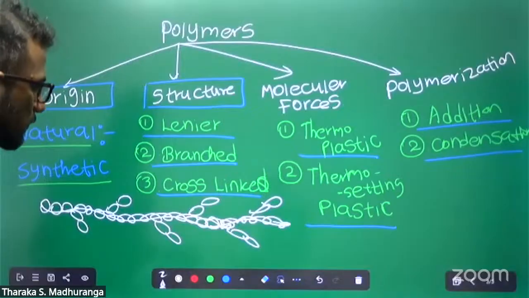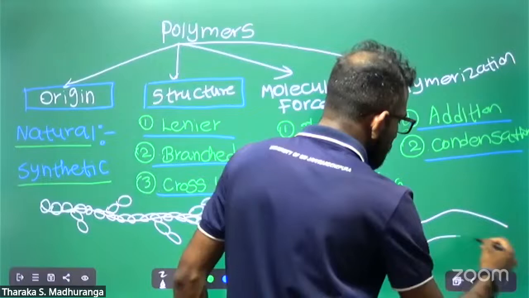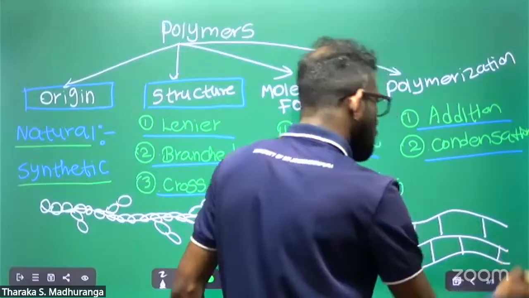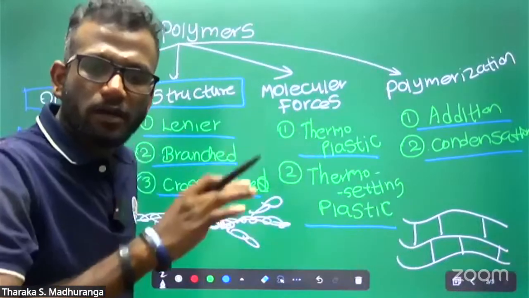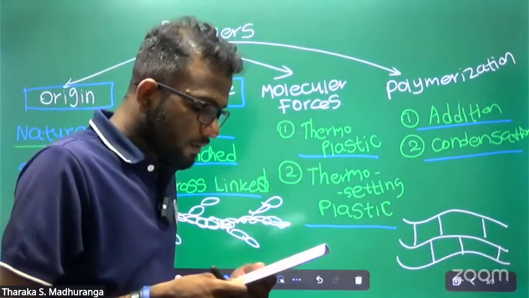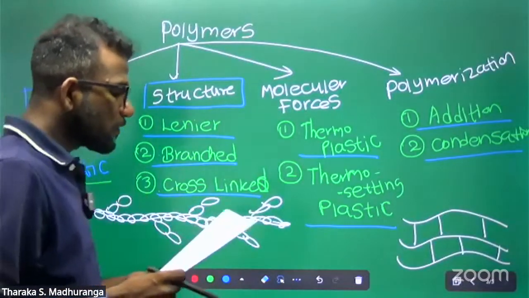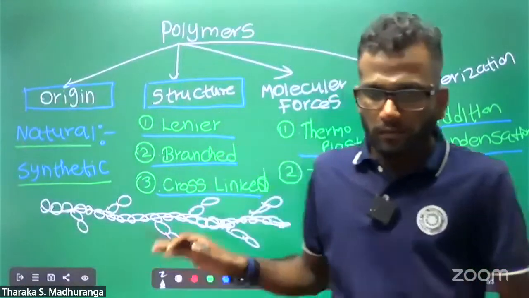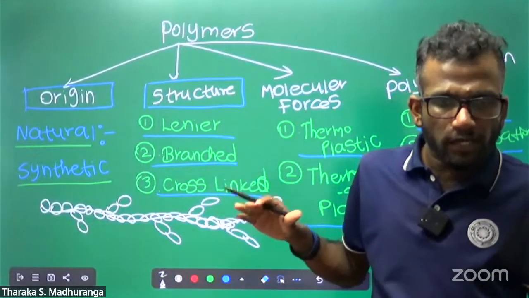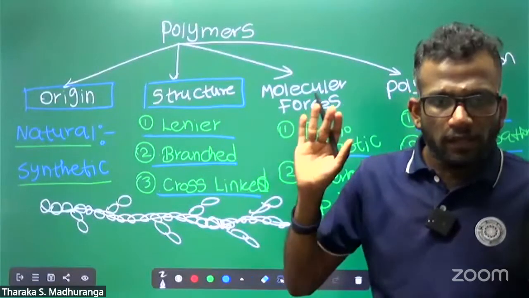With branched polymers, think this is a linear polymer. If a cross linkage is produced between these two or more linear polymers, that we called cross-linked polymers. That's the meaning of cross-linked polymers. The structures of polymers we can divide into three types: linear polymers, branched polymers, and cross-linked polymers.